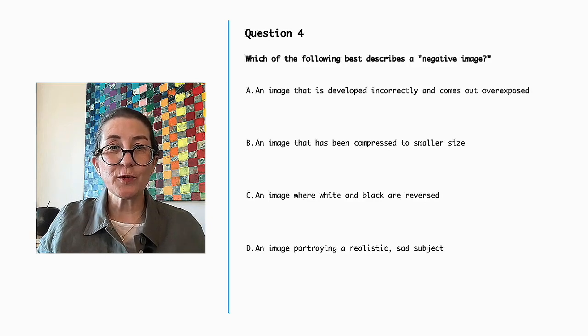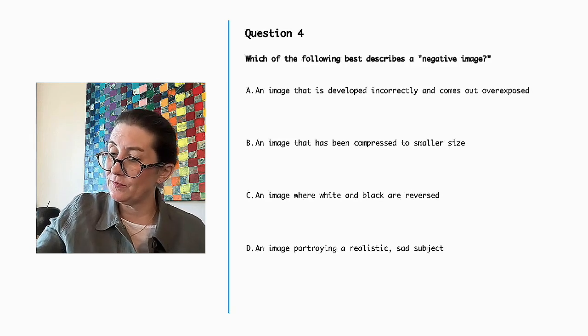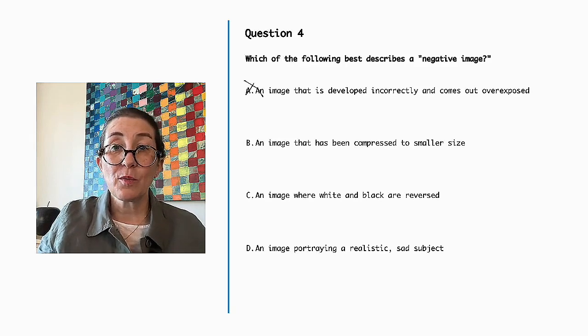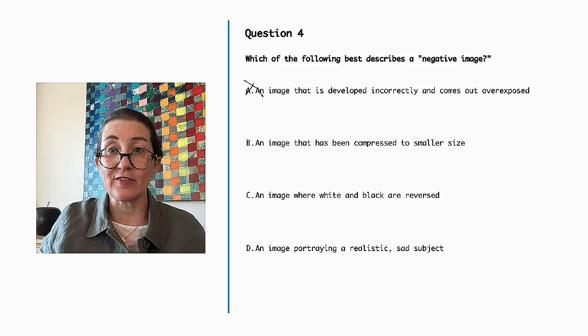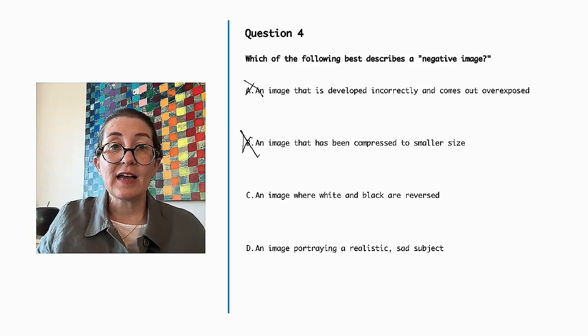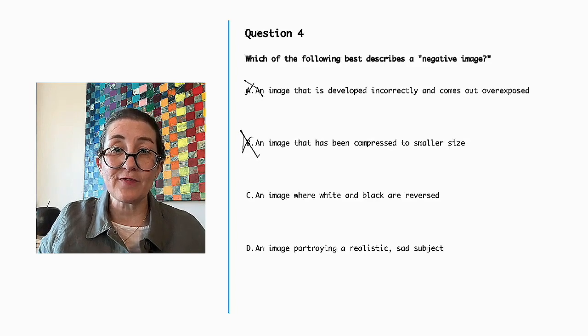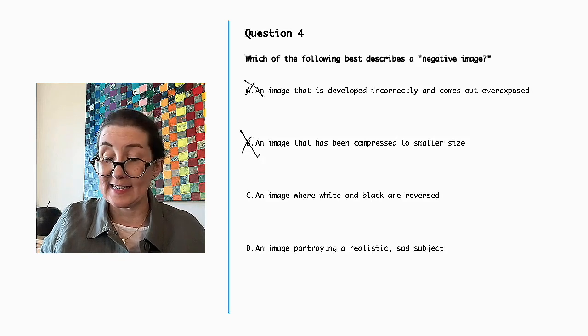An overexposed image is one where too much light has affected the film or sensor, but this does not describe a negative image. Compression refers to reducing the file size of an image, not the characteristics of a negative. A negative image does not specifically relate to the emotional content of the subject, such as a sad or realistic scene.